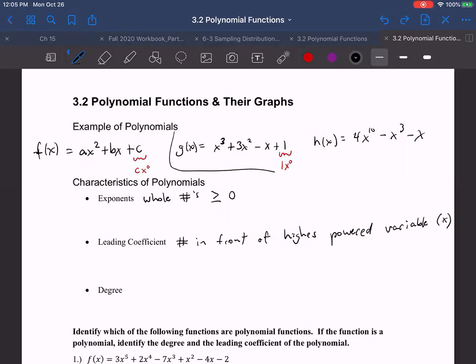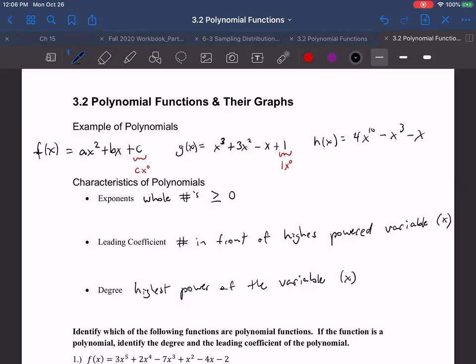Over here on this one, x cubed is our leading term. It has the highest exponent, and then there's a 1 out in front of it. So the leading coefficient would be 1. So things like that. The degree of the polynomial is just the highest power. It's the highest power of the variable, which is typically x, the highest x exponent. So you find that leading term where you have that highest number, and whatever that power happens to be, that's what your degree is.